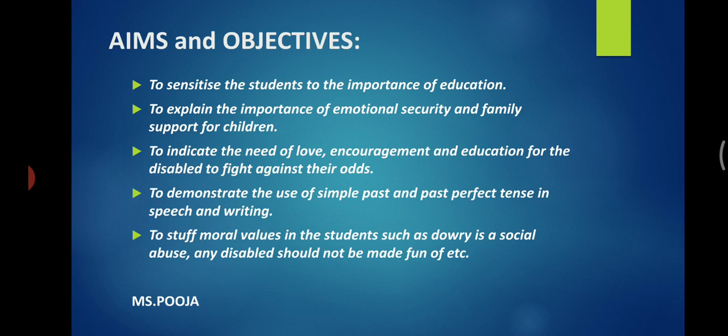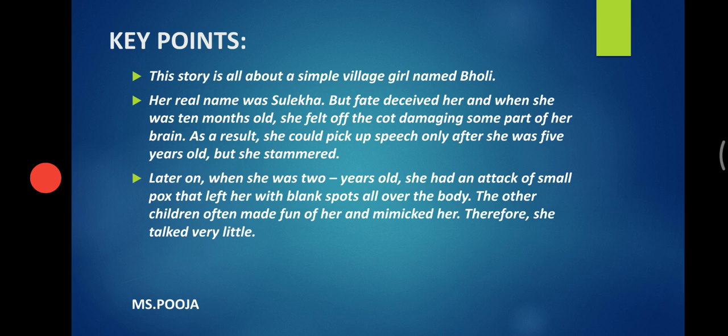Aims and objectives: to sensitize you to the importance of education, to explain the importance of emotional security and family support for children, to indicate the need of love, encouragement, and education for the disabled to fight against their odds, to demonstrate the use of simple past and past perfect tense in speech and writing, to instill moral values such as dowry is a social abuse or any disabled should not be made fun of, etc.